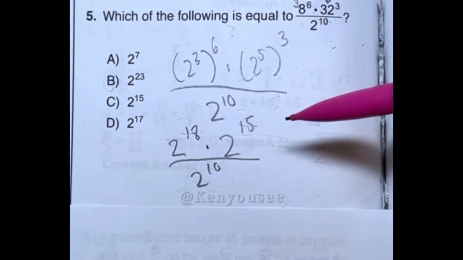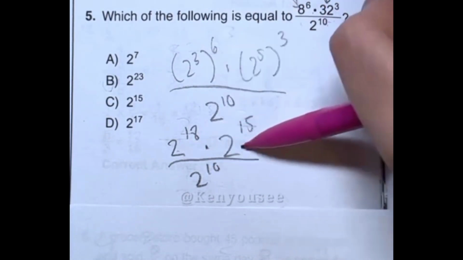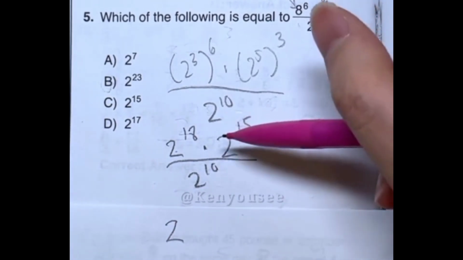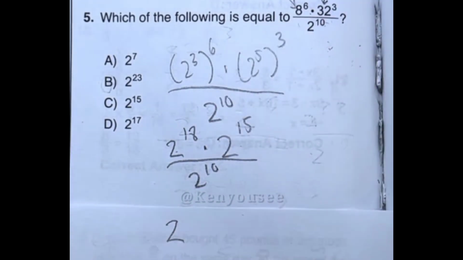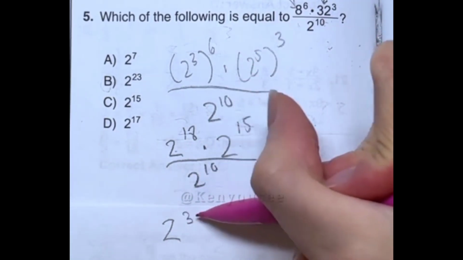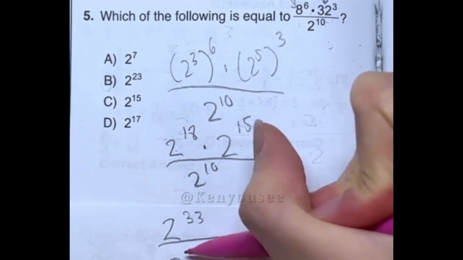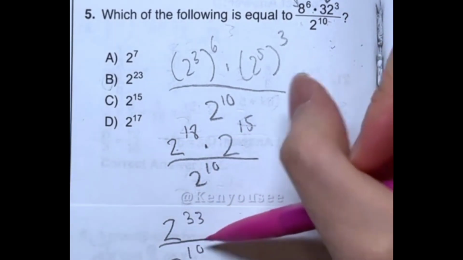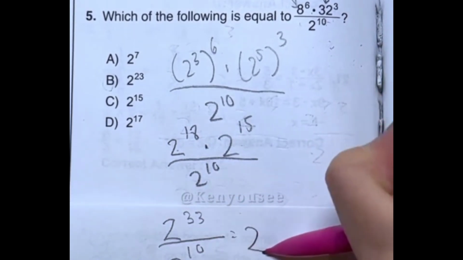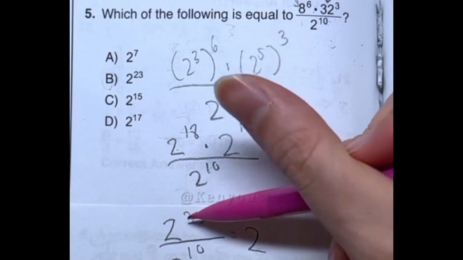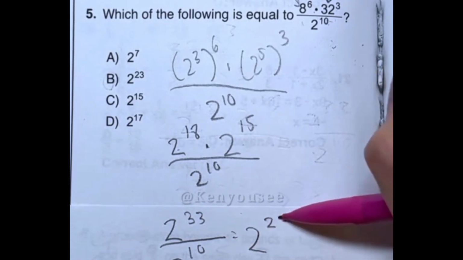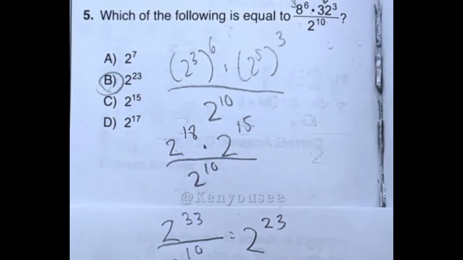And whenever you multiply powers with the same base, you keep the base again, and then you add up the exponents. 18 plus 15 is 33. So it's going to be 2 to the 33rd power divided by 2 to the 10th power. And whenever you divide powers with the same base, you again keep the base, and this time you subtract the exponents. 33 minus 10 is going to be 23. So B is your answer.